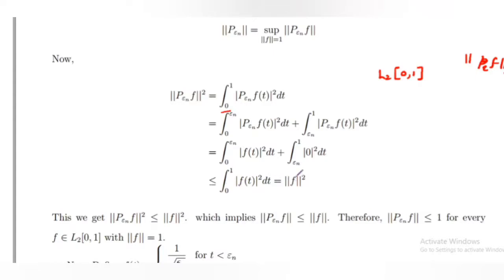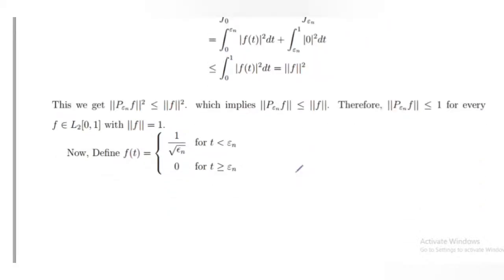If you take the positive square root, we get norm of P epsilon n f whole square is less than or equal to norm of f square, which implies norm of P epsilon n f is less than or equal to norm of f. Now, if you consider f belongs to L2(0,1) with norm of f equal to 1, then clearly norm of P epsilon n f is less than or equal to 1. Now we are going to prove there exists a function f such that norm of P epsilon n f is equal to 1.